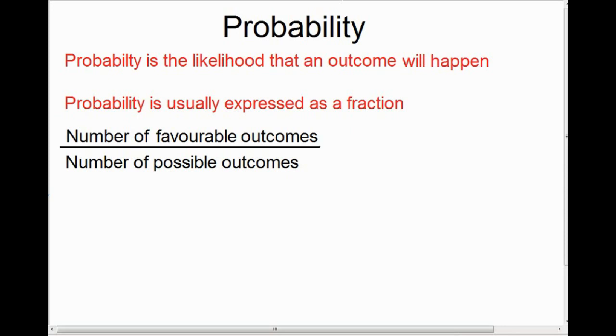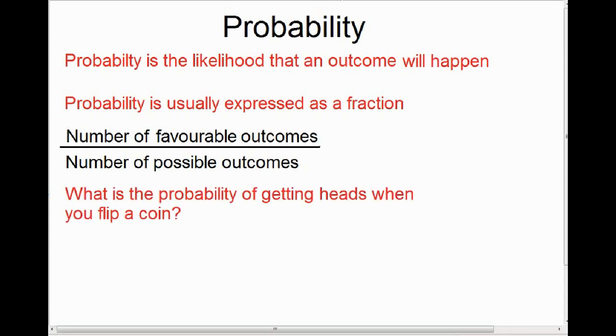And when we express probability as a fraction, we have a numerator and a denominator. In the numerator goes the number of favorable outcomes. So these are the outcomes that we want to happen. And in the denominator, we have the total number of possible outcomes, which is what we talked about in the last video. So that's all of the possible things that could happen. So to explore probability, let's look at a couple of examples.